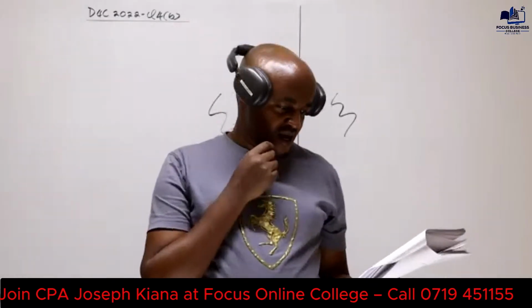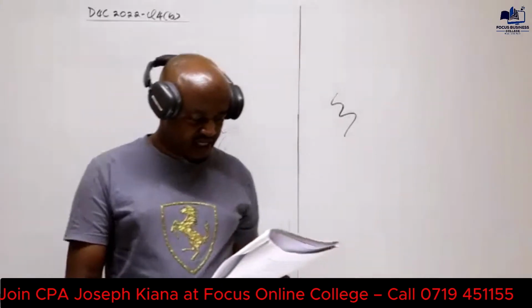So in part B of the question, you're told D's equity balances at 1st of October 2020 comprised of the following. Number one, we are given the ordinary share capital of the company. We have the 10% irredeemable preference shares. We have the share premium, the revaluation surplus, the retained earnings, and the shareholders' fund.